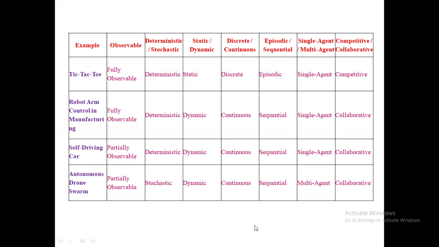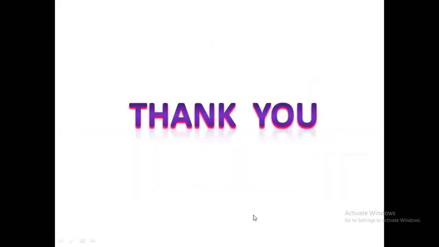Hope you have all enjoyed the examples of this task environment. Thank you for joining the discussion on task environment examples and their diverse attributes, from games like chess and poker to real world applications like self-driving cars and autonomous drones. We have explored how observability, determinism, dynamics, and other factors shape the challenges AI agents face. These examples highlight the versatility of AI in adapting to different environments, offering valuable insights into designing intelligent systems.